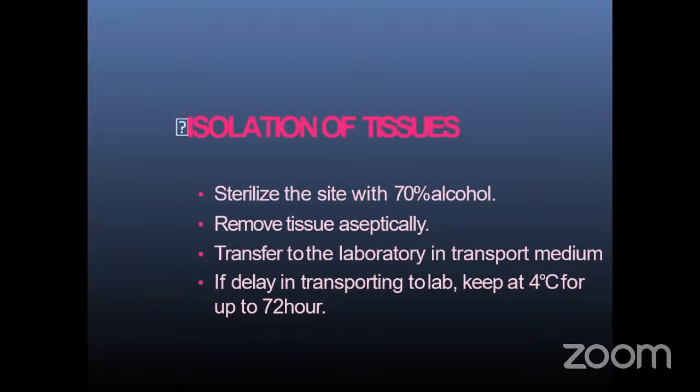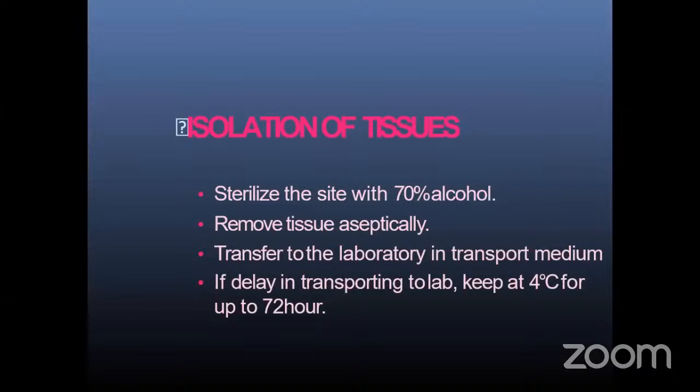So first, isolation of tissue. First, how to isolate the tissue. First we have to sterilize the site. Suppose you are taking a tissue from the mouse. First you have to clean the site with 70% alcohol. Always you have to maintain aseptic conditions because there is a chance of contamination. So first rub that site with 70% alcohol and slowly cut, like surgeries, and remove the tissue aseptically.